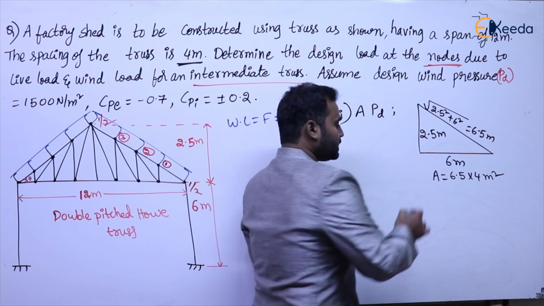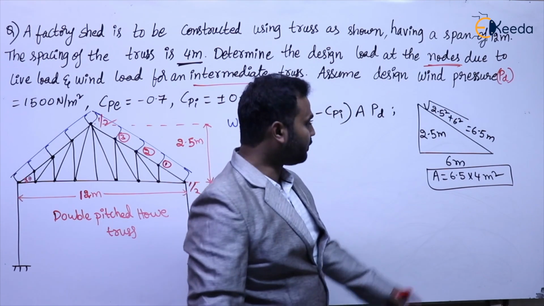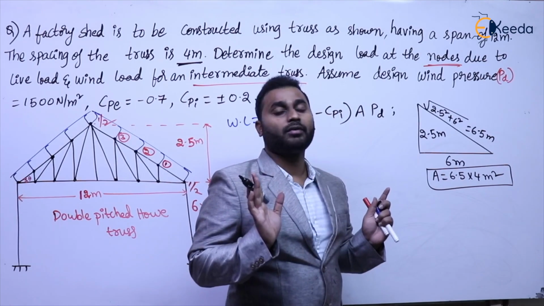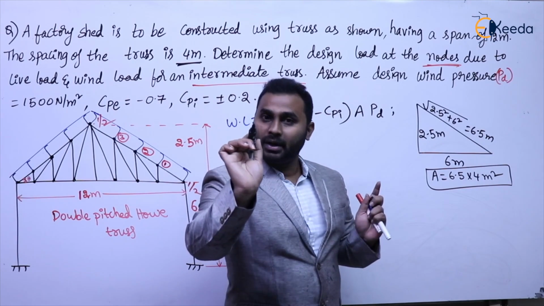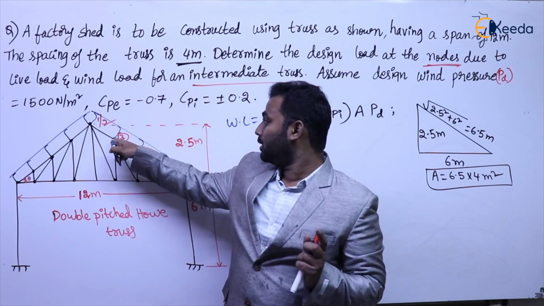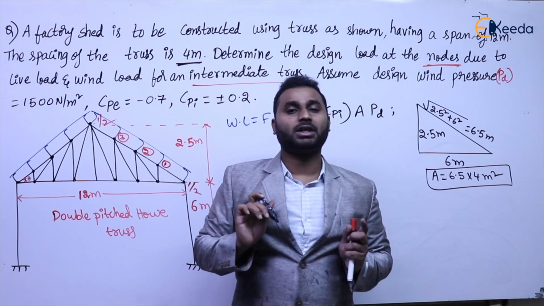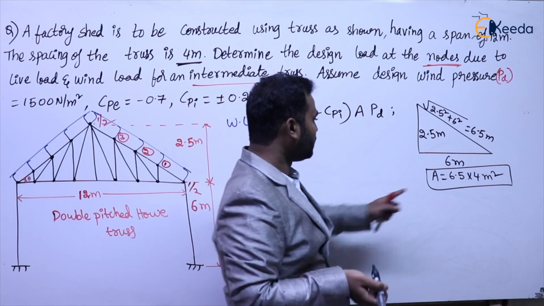Is that okay? So that is the area to be used for calculating the wind load. And one more thing we are aware of, that is, this wind force always acts perpendicular to the truss. Perpendicular to this inclined face of the truss, or you can say perpendicular to the rafter, perpendicular to the principal rafter. So this is the area.